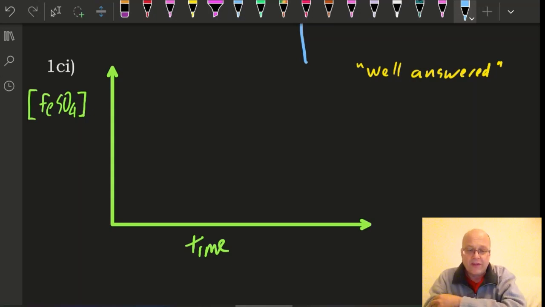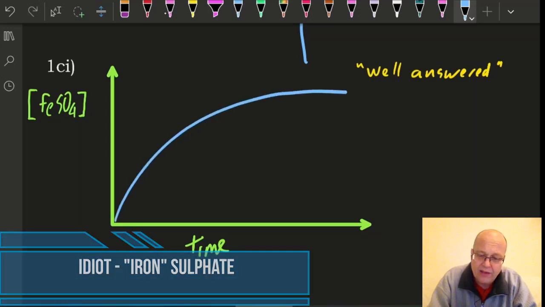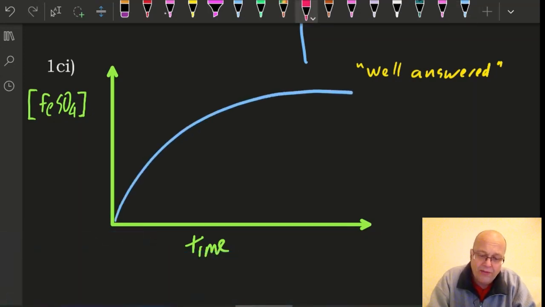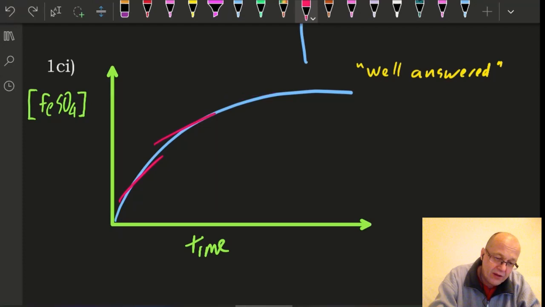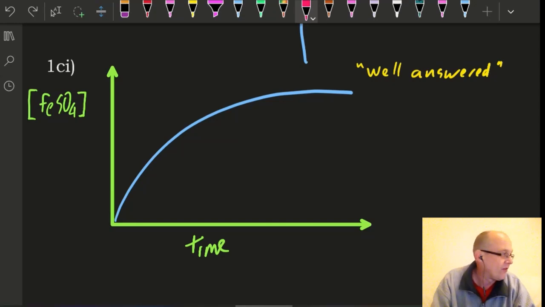Well, you started off with no copper sulfate. And then you made a bunch, so it's going to be this curve here. 1 point for saying at time equals 0, there's none of it. And the second point is for showing that the gradient gets less and less steep until it's flat, which shows that the reaction's slowing down. Of course it's slowing down. There's less reactants, less collisions per unit time. So that's your 2 points there.